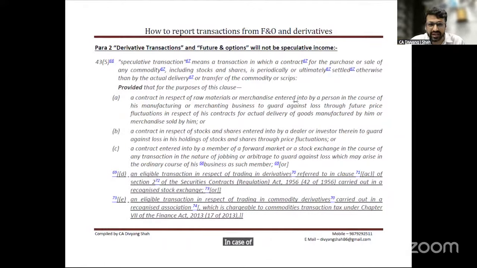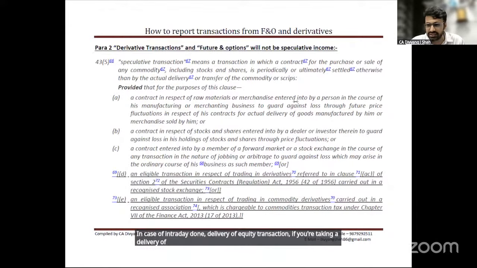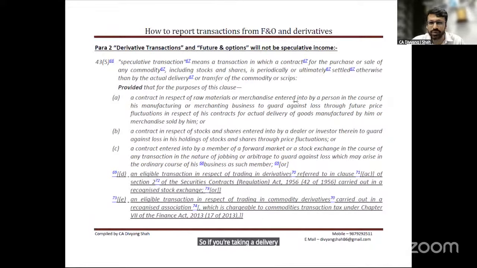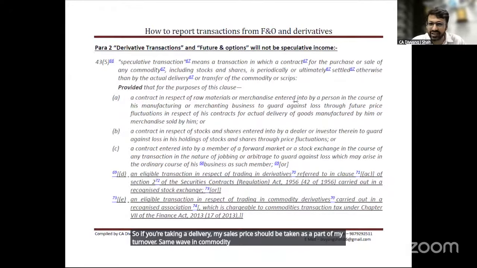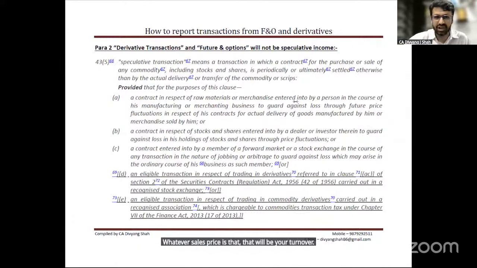In case of delivery of equity transactions, if you're taking a delivery, then whatever the sales price of the equity shares is, that will be the turnover. And this is also confirmed by the guidance note issued by the ICAI. So if you're taking a delivery, my sales price should be taken as a part of my turnover. Same way in commodity: if you're taking delivery, whatever the sales price is, that will be your turnover. For F&O transactions, already explained.